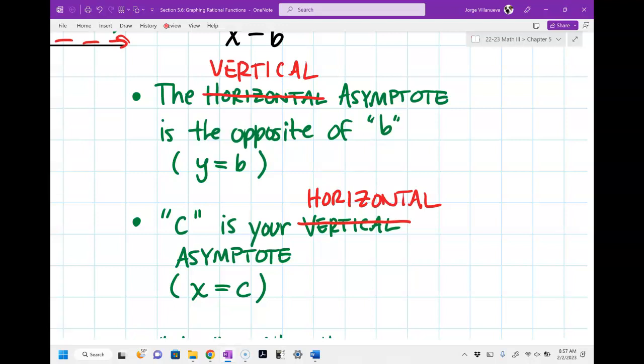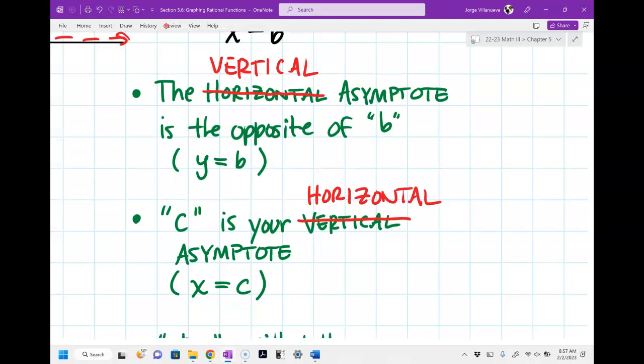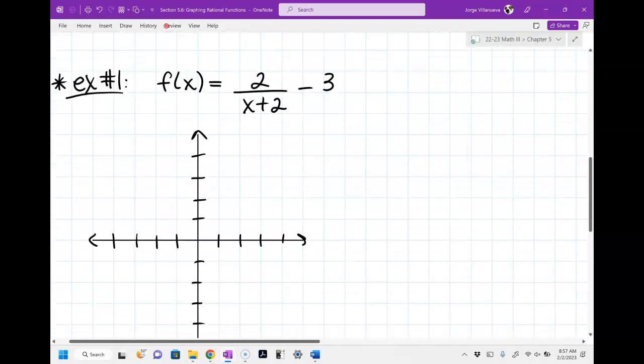So vertical is the opposite of the B term. Horizontal is your C term. Sorry about that. Let's go back to this thing here.